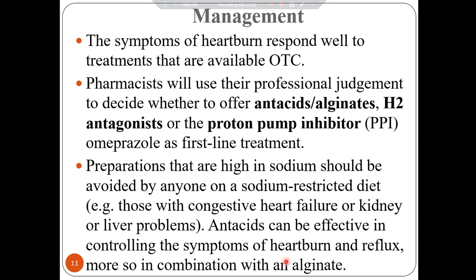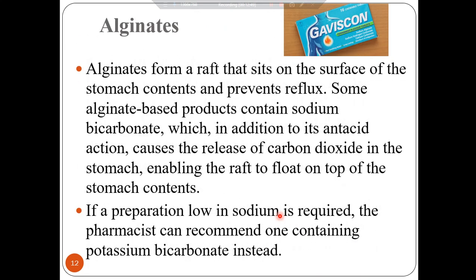The antacids can be effective in controlling the symptoms of heart pain and reflux, more so in combination with an alginate. So antacid with alginate is very effective in relieving the symptoms of heart pain, and it is available as OTC medication. And these are the alginates. The alginates form a raft. Raft means a floating layer. The raft sits on the surface of the stomach contents and prevents reflux.